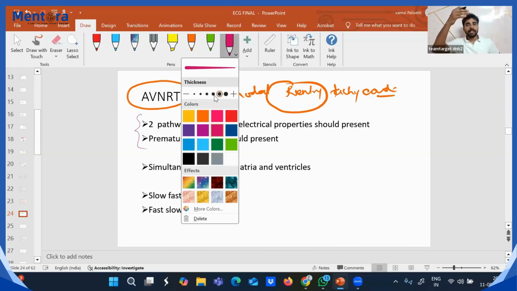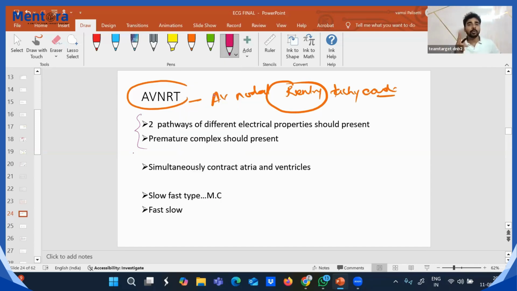What is re-entry here? Once the impulse comes from the AV node and goes to the ventricle, apart from this, from the AV node it again goes back and reaches the atria. That is called re-entry. So for this re-entry, you need two prerequisites. One is two pathways of different electrical properties. We'll discuss what this is. And another is a premature complex.